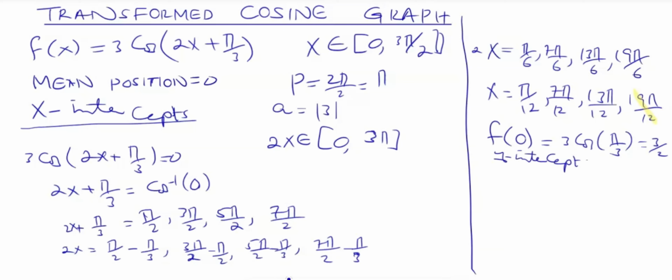So the next thing we need to find out is the value of x at the amplitude. So that is what we need to find. Then after that, we graph our graph. So first we find the x-intercept, second the y-intercept, third we find the values of x at the amplitude.